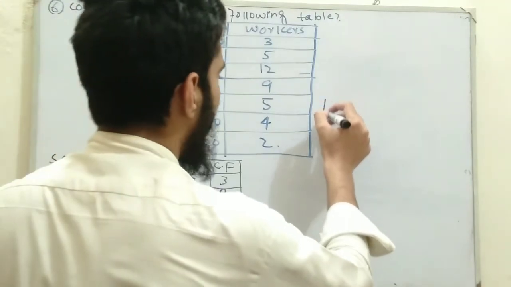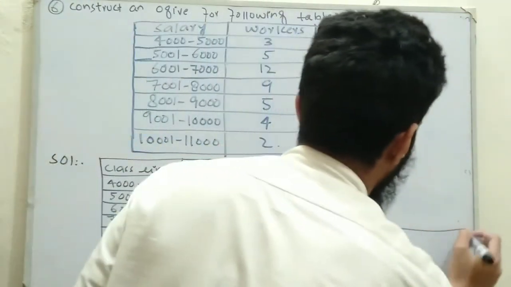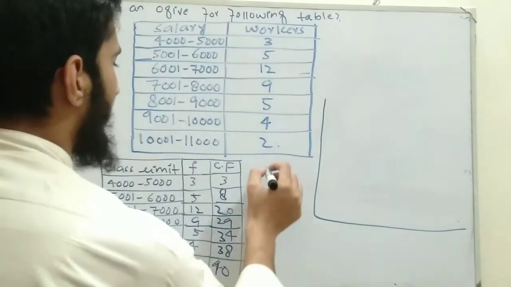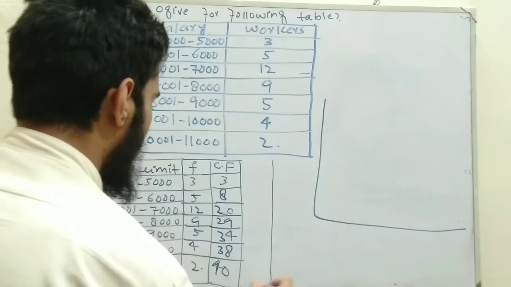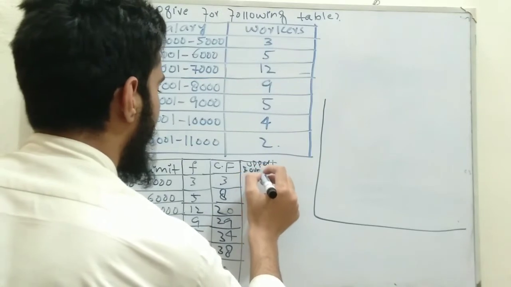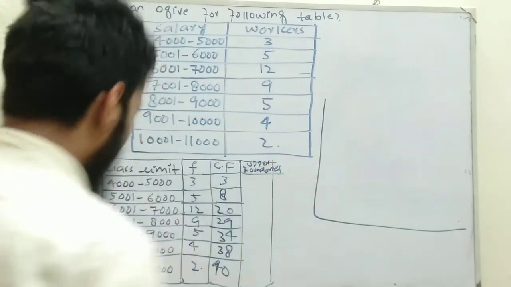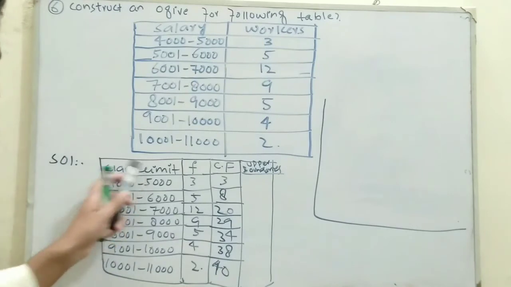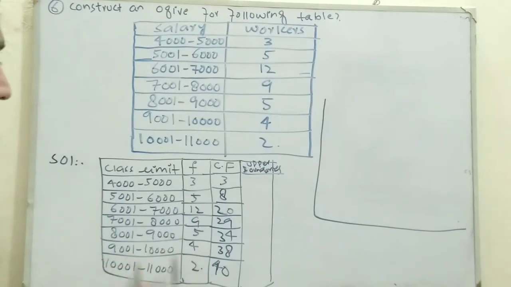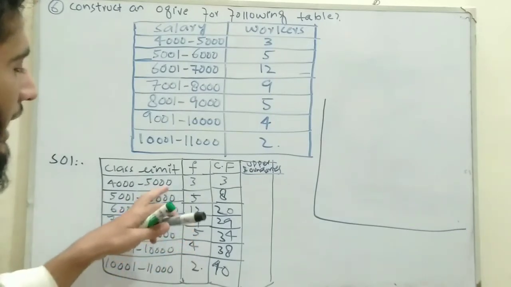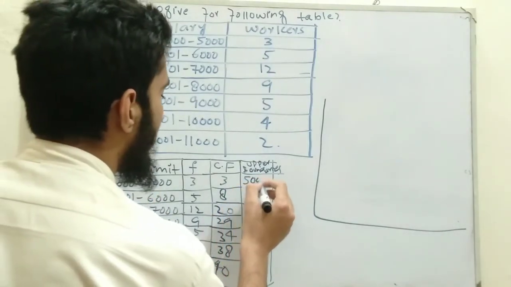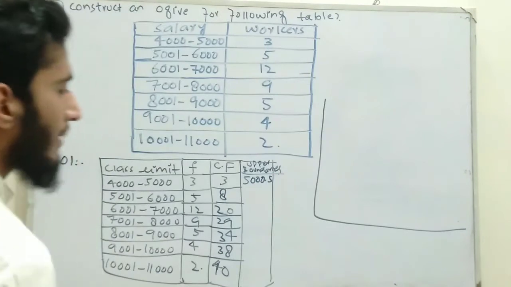Let's suppose this is the y-axis and this is our x-axis. On the x-axis we will consider the upper boundaries. How can we get the upper boundaries? This is the class limit: lower class limit, higher class limit, lower, higher, and so on. To the higher limit we will add 0.5, so it becomes 5,000.5. This is the upper boundary.